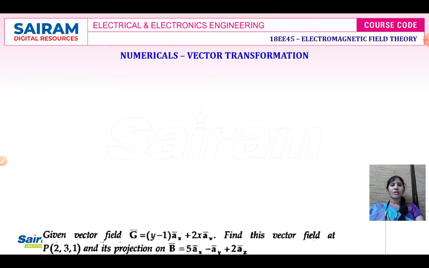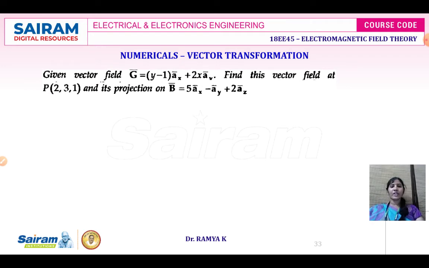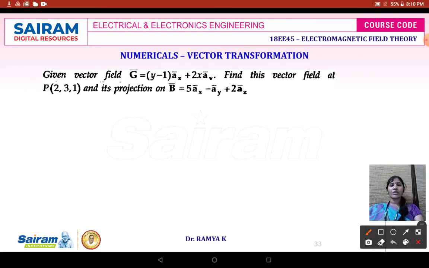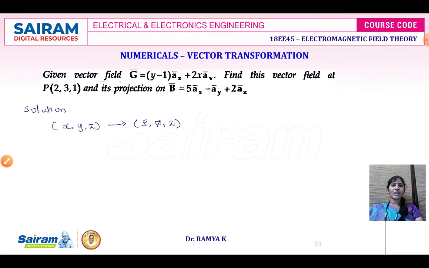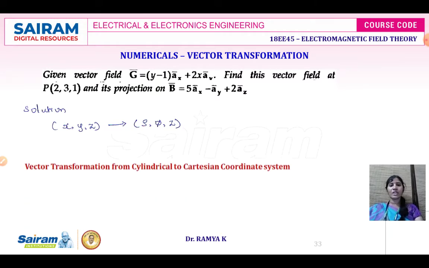We'll solve some problems under this particular topic. First one: given the vector field G vector is equal to y minus 1 into ax plus 2x into ay. Find the vector field at point 2, 3, 1, and its projection is going to be on b vector, which is 5ax minus ay plus az. Now the solution: here we need to convert the transformation from xyz to rho phi z. Why? Because the given problem is in Cartesian coordinate system.